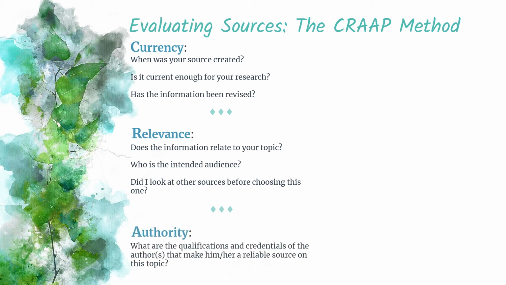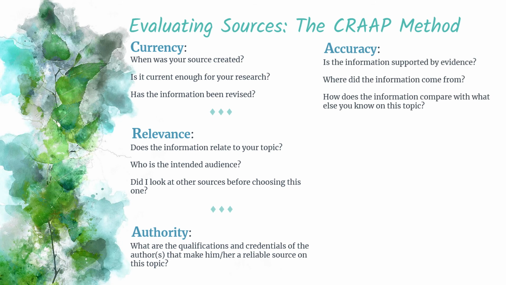The first A stands for authority. What are the qualifications and credentials of the author or authors that make him or her a reliable source on this topic? This is a really important one to ask when you're looking at your sources. You want to make sure that they have some credentials to support them publishing on this topic. You want to think about what type of sources they're giving you to back up their arguments.